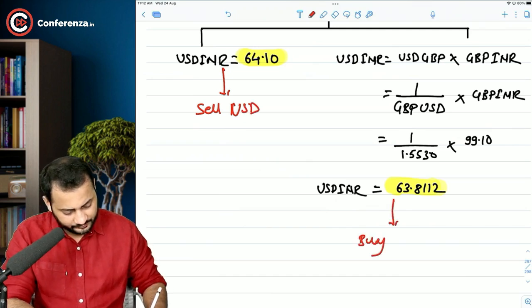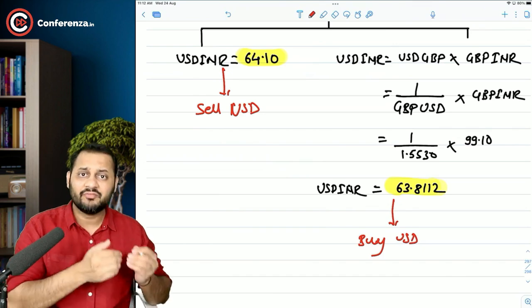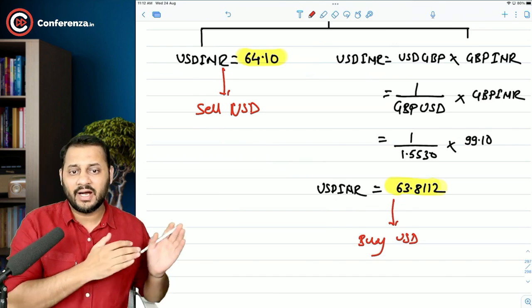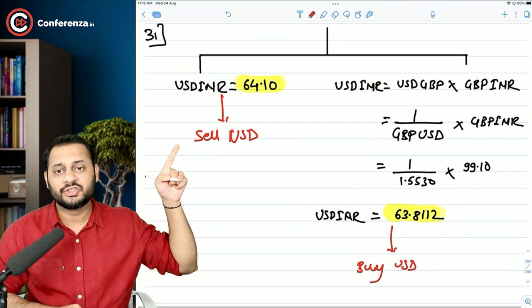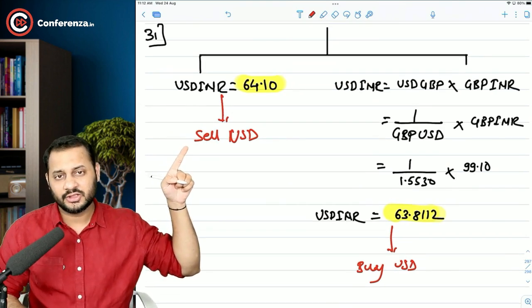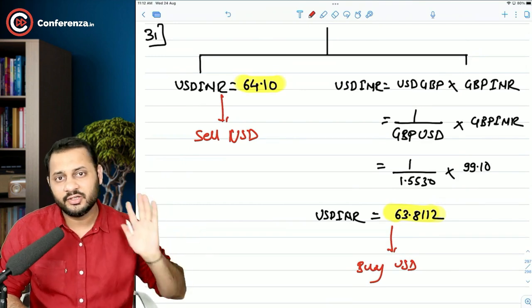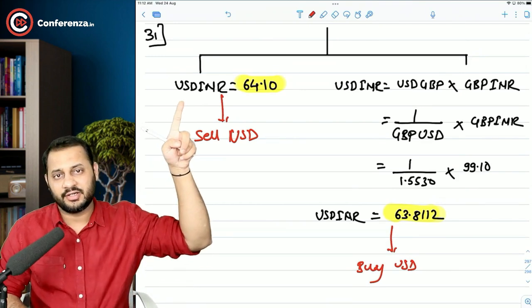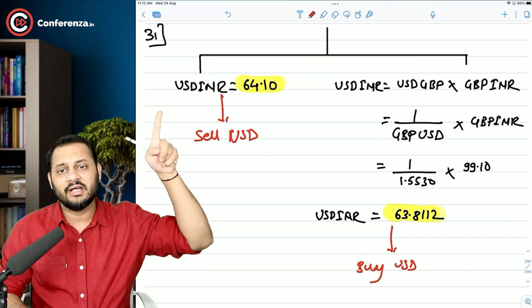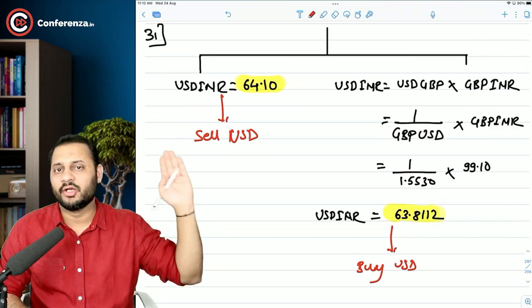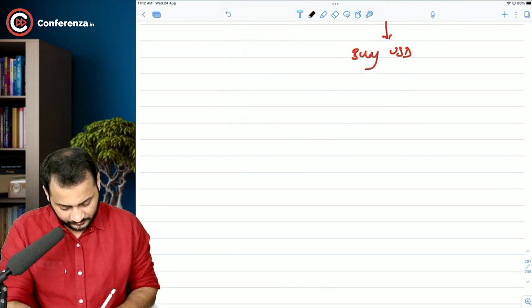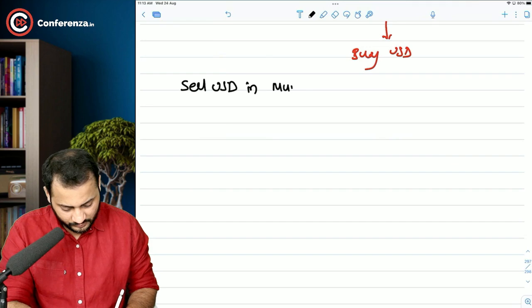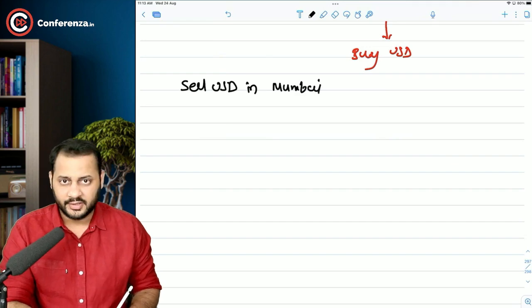Isn't it easy? Now you already have the dollars. You don't have to buy it to start the transaction. You will have to sell those dollars to start the transaction because you already have it in your account. So you will start with this rate. Sell USD at this rate and keep going on. So the transactions will be like this. Sell USD in Mumbai market.